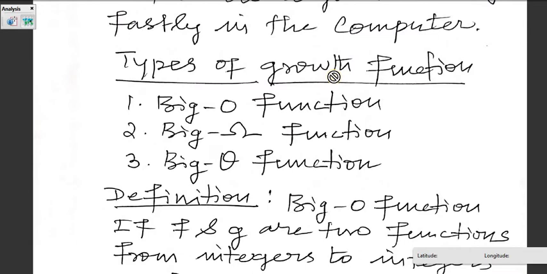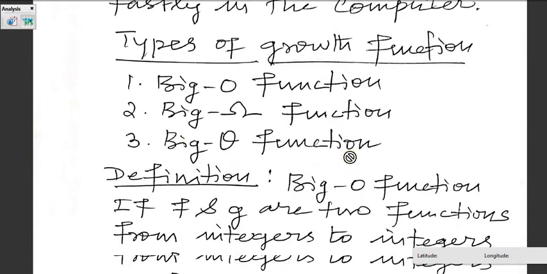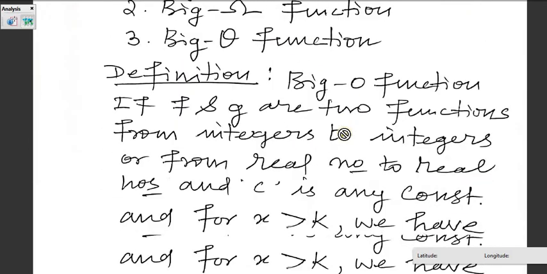Okay, there are different types of growth function. The first one we call the big O function. The second one is called the big omega function, and the last one is called the theta function. So there are three types of growth function: big O function, big omega function, and big theta function. Now we will see them one by one.